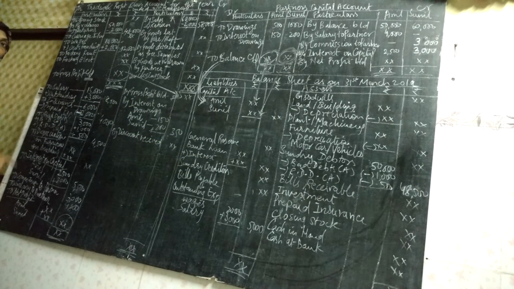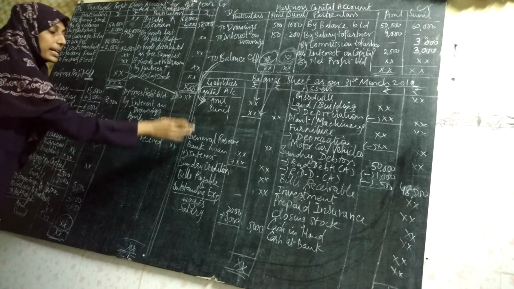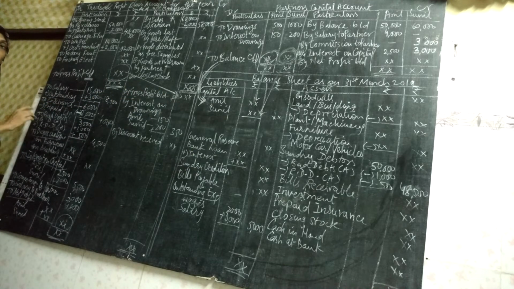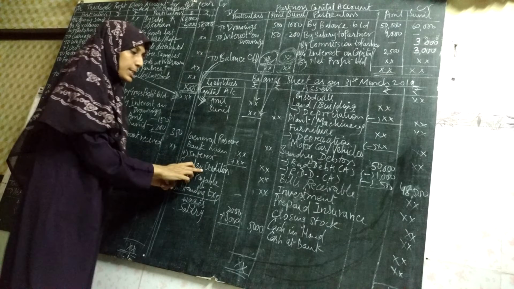So it is shown on the liability side. Interest on bank loan will be shown in the P&L account debit side. I'm sorry, I said liability. Liability side, interest will be added to the bank loan, and P&L account debit side, interest will be shown as expense. Okay.